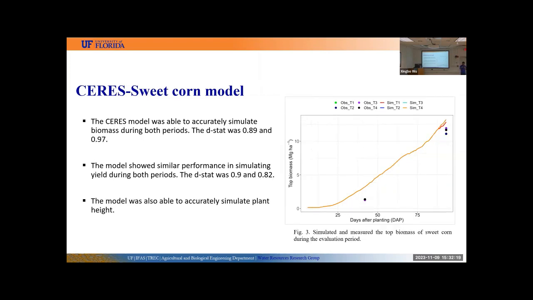And then we evaluated the sweet corn model for simulating the sweet corn biomass and yield. We observed that this model was able to accurately simulate biomass and fresh yield. If you see the D-stat for the biomass, it was 0.89 during the calibration period, and 0.997 during the evaluation period. The same performance was observed for fresh yield prediction, where the D-stat was 0.9 for the calibration period, and 0.82 for the evaluation period. This model also performed accurately for simulating the sweet corn plant size.